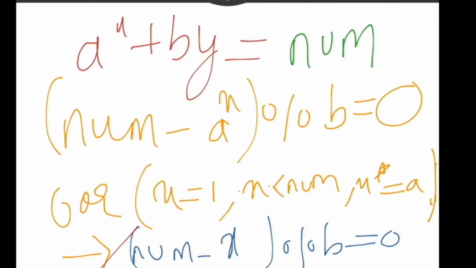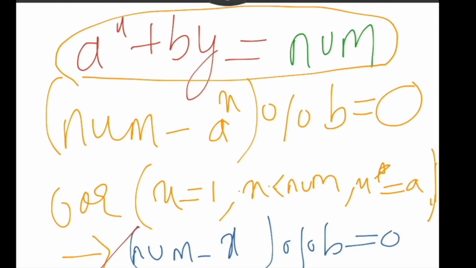So basically, if we know that this is the format of our number, then we just need to check that (num minus a to the power x) modulo b equals 0. If this is true, then the statement will be true, because you can just take a to the power x to the right-hand side, and then you will get this formula, right?